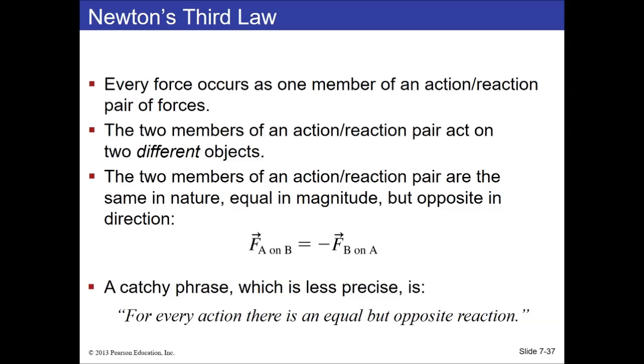So what this means is we actually have two free body diagrams here. We have a free body diagram for B, and we have a free body diagram for A. In the free body diagram for B, we will see F of A on B, and in the free body diagram for A, we will see F of B on A. Newton's third law interaction pairs never occur in the same free body diagram.